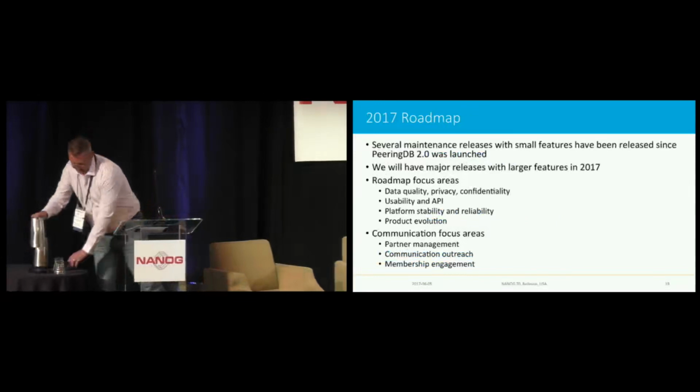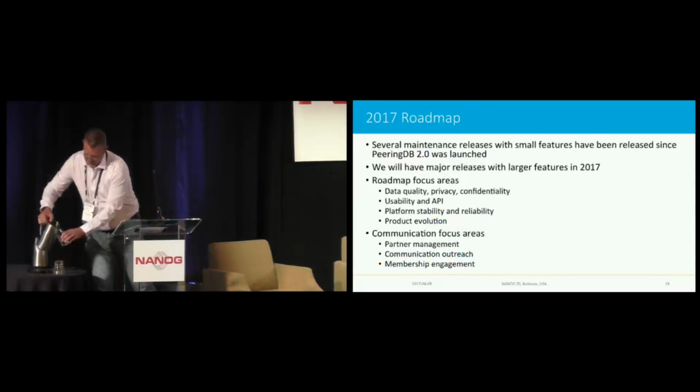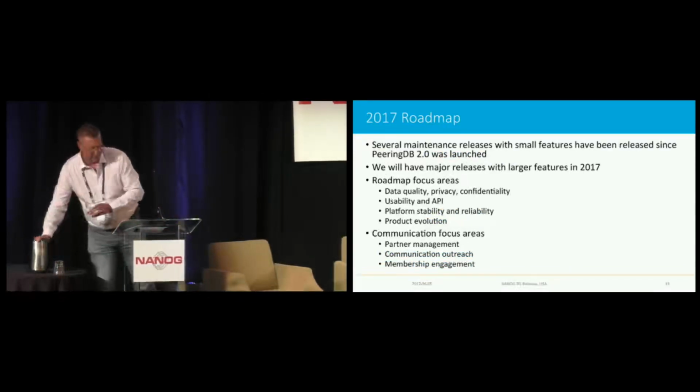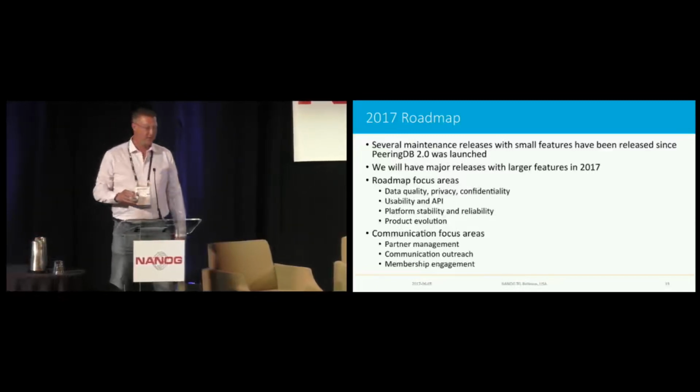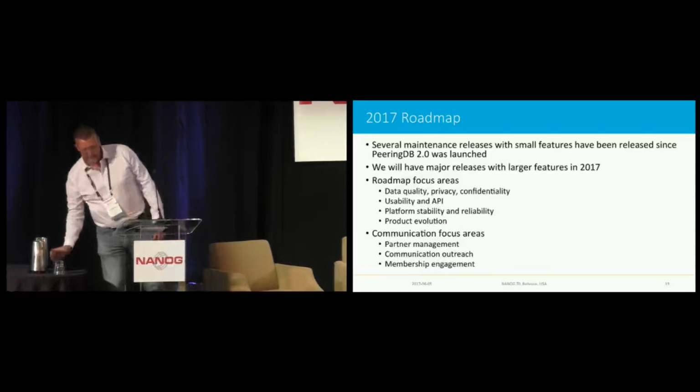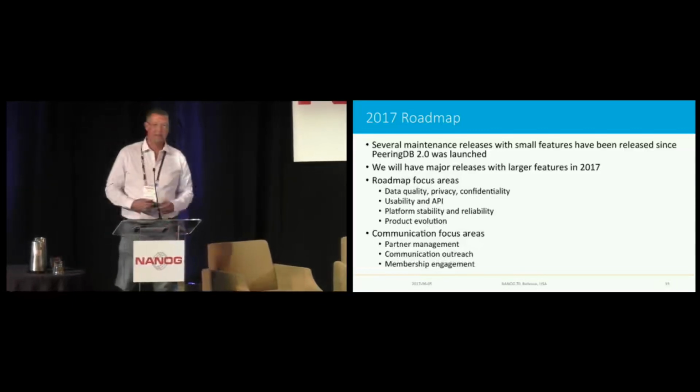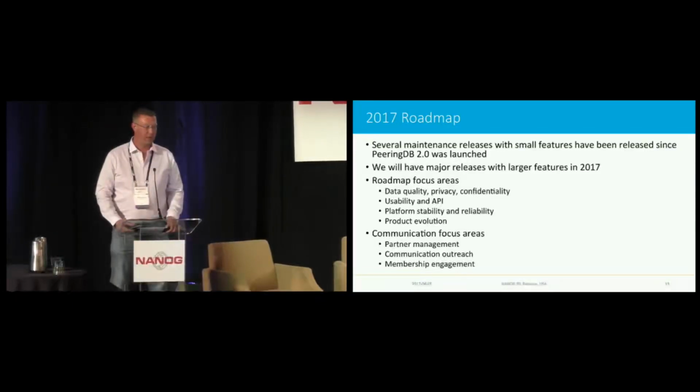So, product roadmap. There are a bunch of maintenance releases that have come out since the launch of 2.0. We have major releases with larger features in 2017 coming. And we expect that in future presentations of this, you'll actually have a public roadmap of what we are planning on implementing over the course of time. That's almost ready to send out to the public, so I think by the time this deck comes up at the next conference, we should actually have a proper roadmap in here.